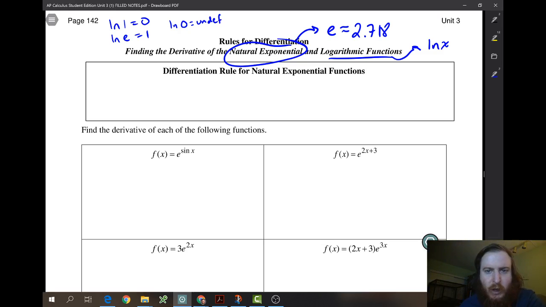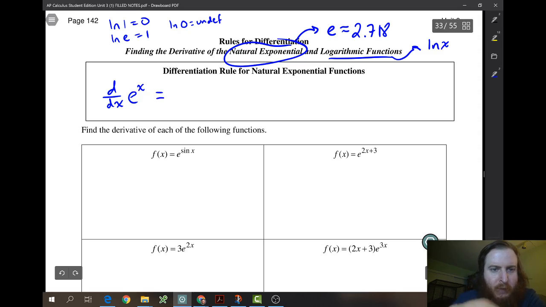So our rule for the natural exponential, for e to the x. If we're going to take the derivative of e to the x, and we're going to write this in a little bit of a new notation, this means the derivative with respect to x of e to the x, and this is probably the easiest derivative we're ever going to have. It's just e to the x. It's itself.